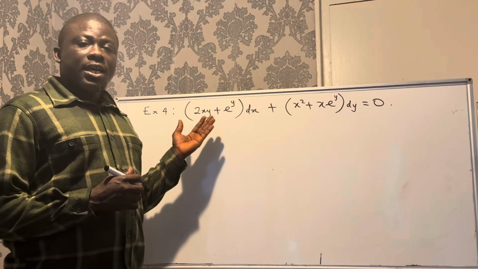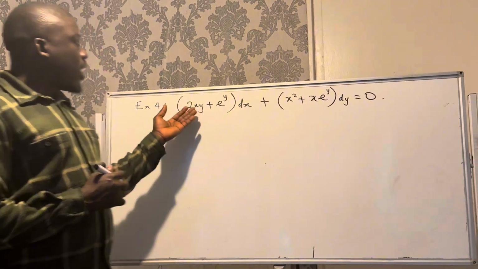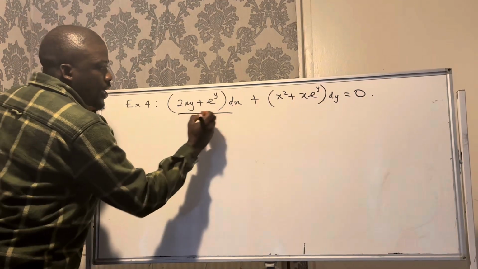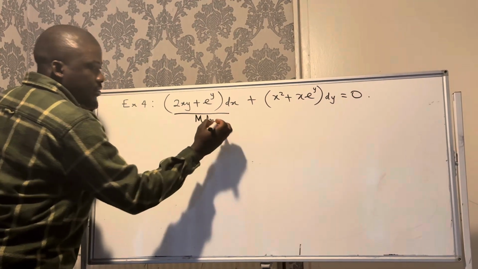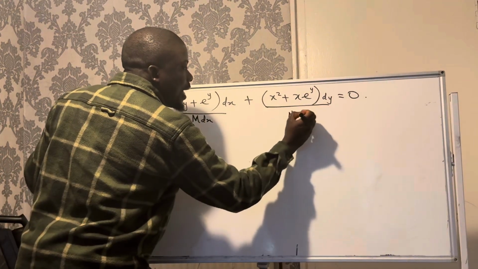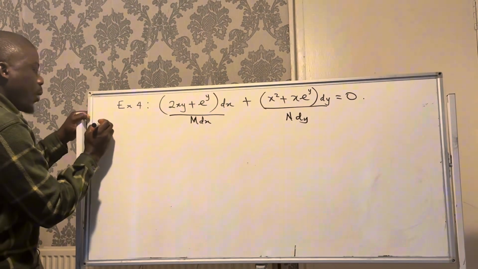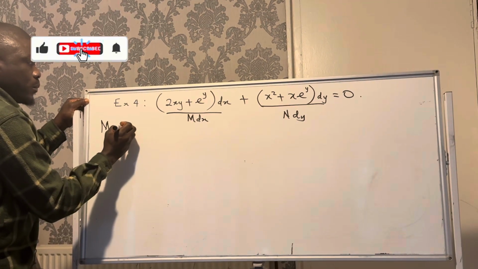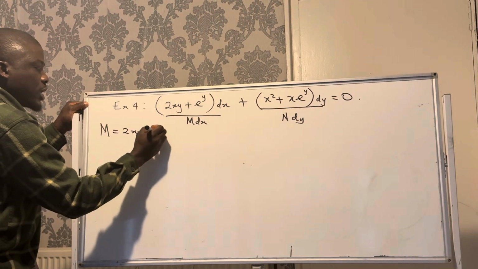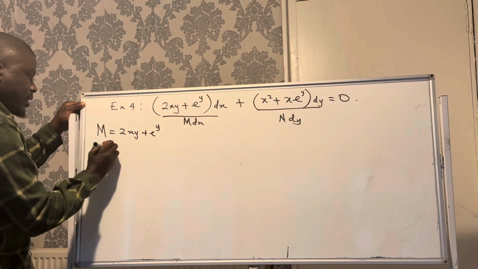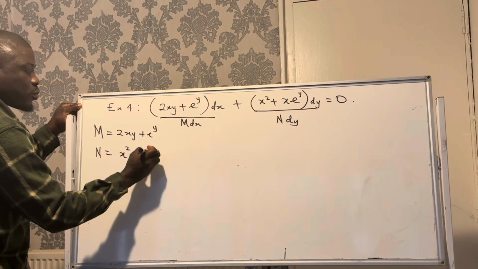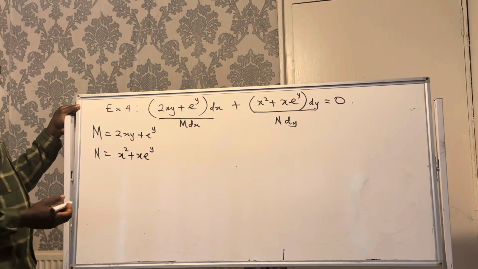Thank you. This is another example under exactness of differential equation. Now we have this example on the board. The first value here is our M dx, and the second one is our N dy. So what's our M? Our M is 2xy plus e^y, and our N is x squared plus x exponential raised to power y.